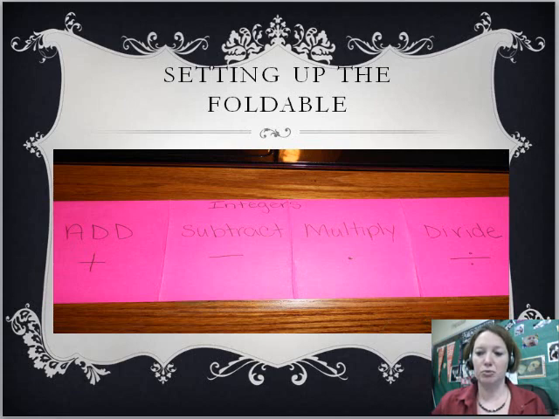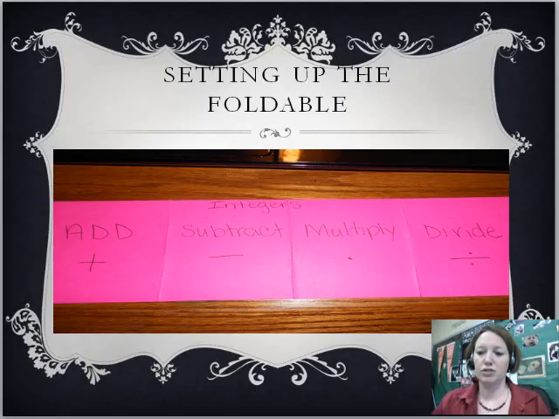On the next flap, write the word multiply. Now don't use an X, put a dot. And on the last flap, write divide with a division sign. Turn your foldable over to the back so we can add the first notes. If you need to pause your video now so you can write the first notes, please do so.